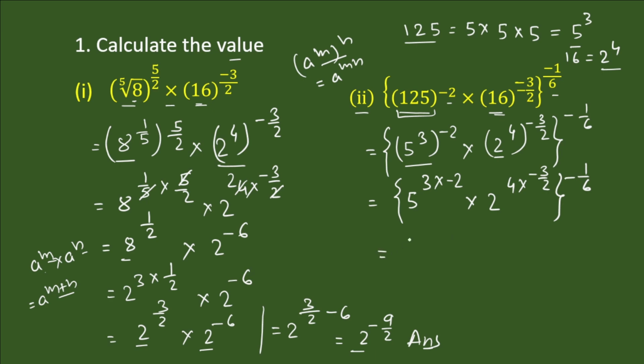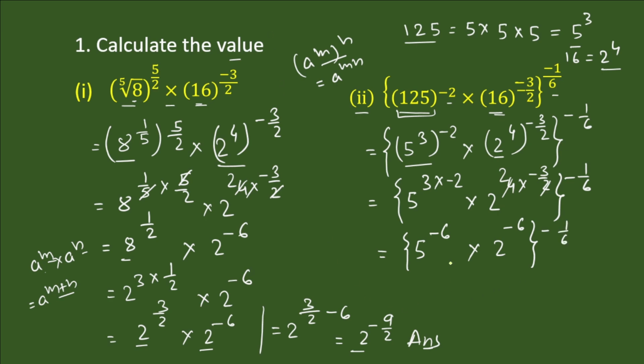Now we'll multiply the power. So it is 5 powered by 3 multiplied by negative 2 is negative 6, multiplied by 2 powered by, here 2 and 4 will be cancelled by 2. So it is 2 multiplied by negative 3 is negative 6. And the whole term is powered by negative 1 by 6.